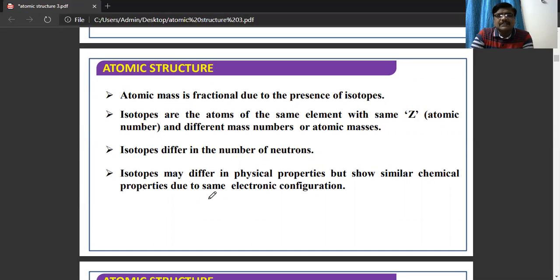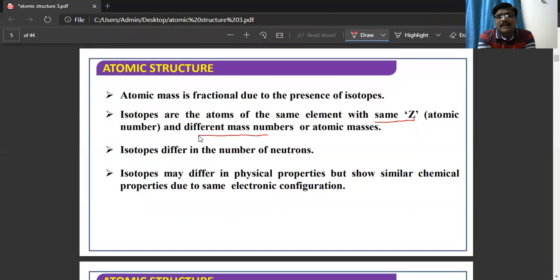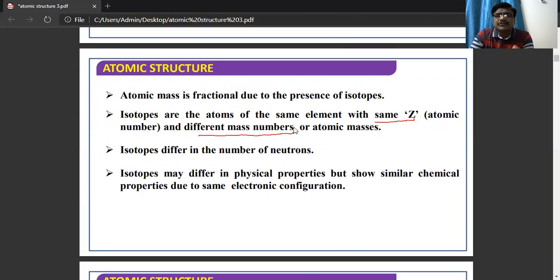Now we'll discuss what isotopes are. Isotopes can be defined as atoms of the same element with the same atomic number and different mass number. Same Z and different mass number. The nuclides having the same atomic number but different mass numbers are known as isotopes. Isotopes always differ in the number of neutrons.